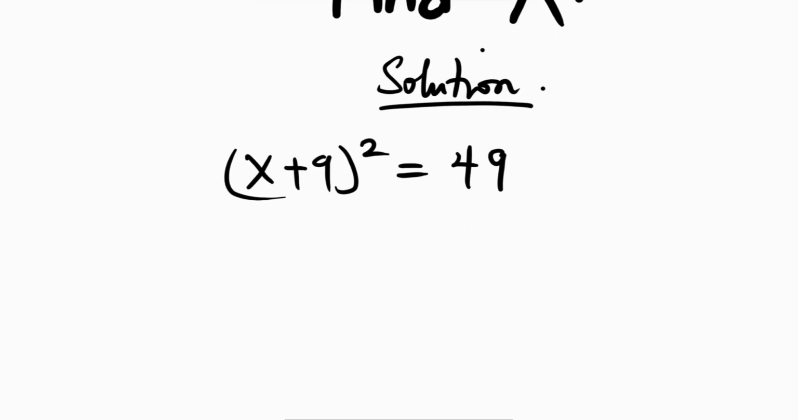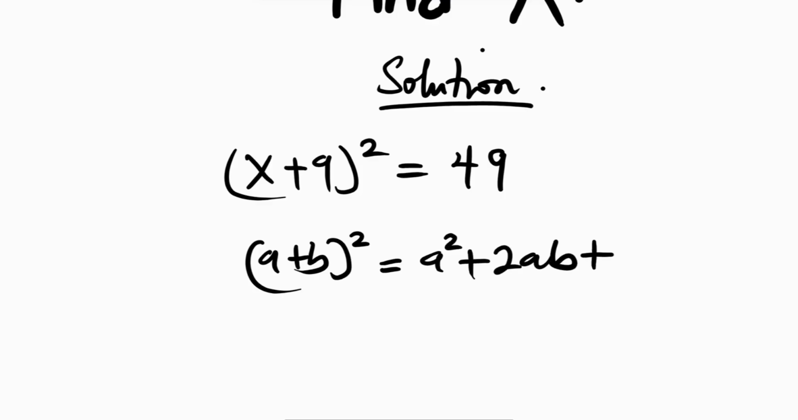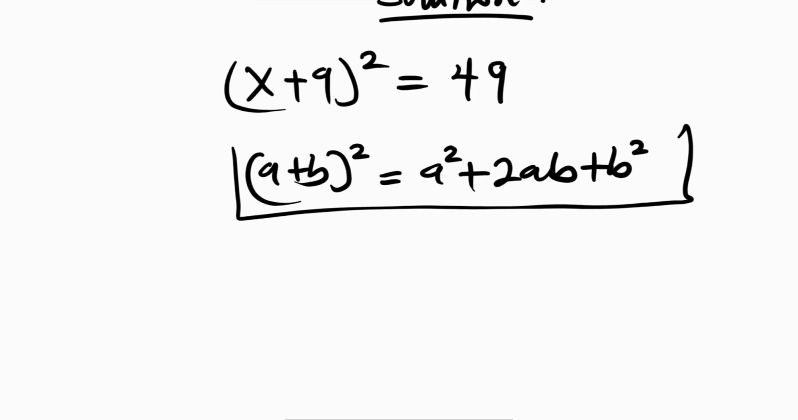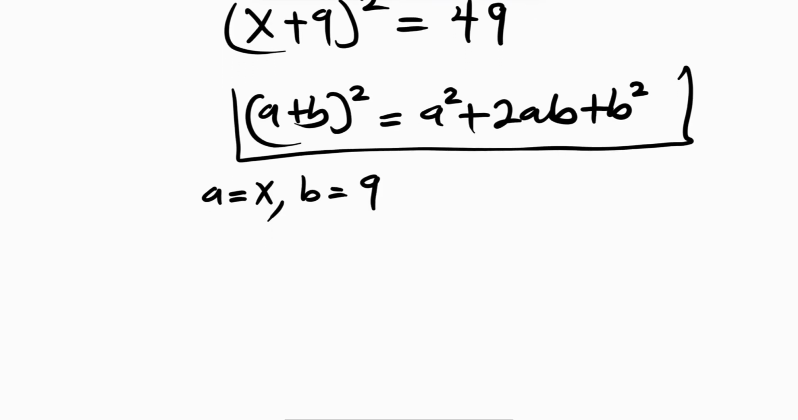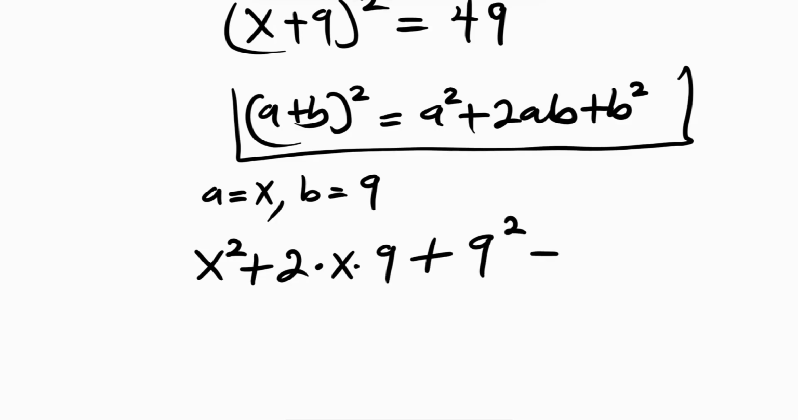Okay? Now, (x + 9)² is in the form of (a + b)², and this is the same thing as a² + 2ab + b². So if we rewrite the left-hand side of this equation, because our a now is x and our b is 9, it becomes x² + 2 times x times 9 + 9² equals 49.